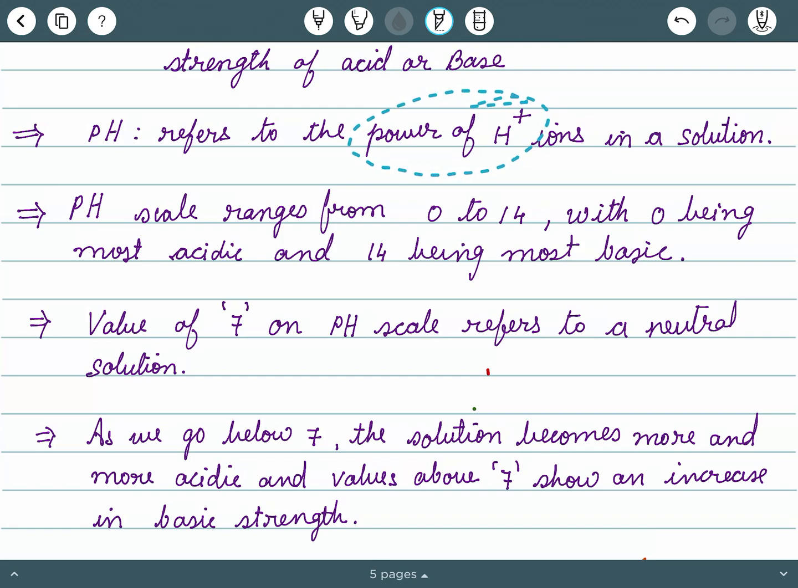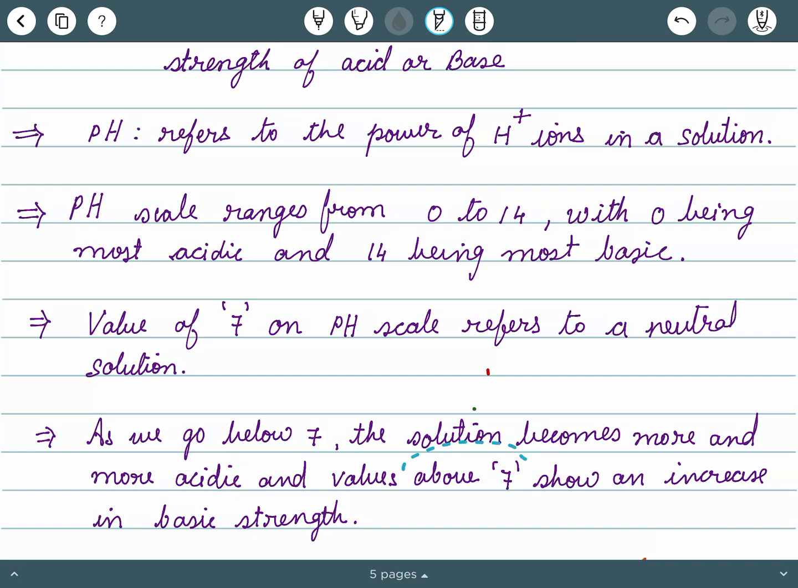You can think of pH as a scale, and this pH scale ranges from 0 to 14, where 0 is most acidic and 14 is most basic. We all know that the value of 7 on the pH scale refers to a neutral solution. As we go to values below 7, the solution becomes more and more acidic in nature. It would mean that a solution with pH 4 is more acidic than a solution with pH 6.